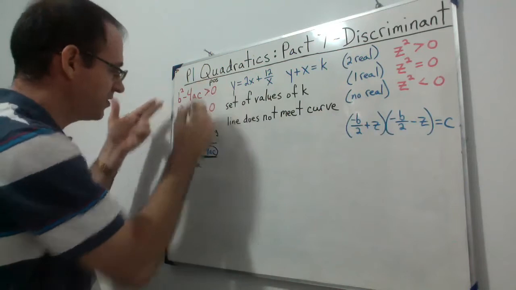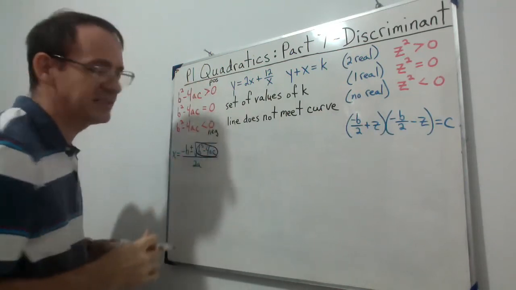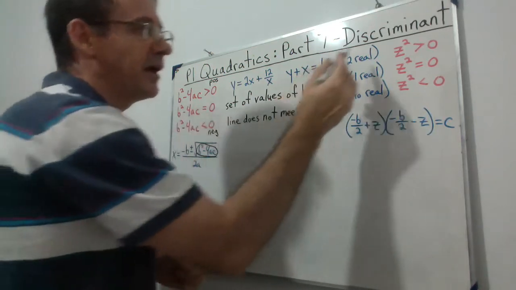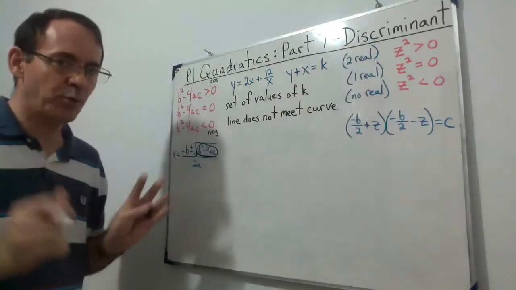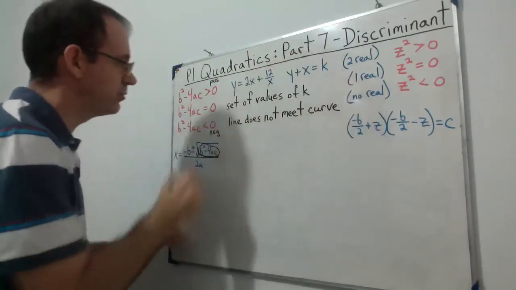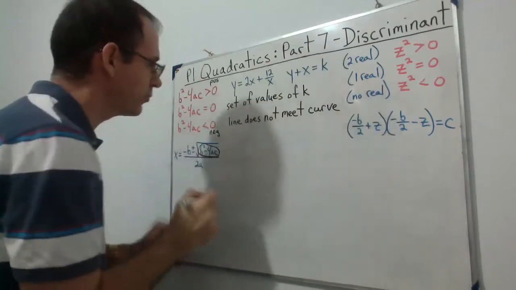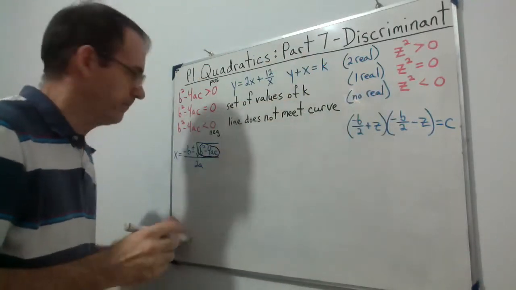And so this b squared minus 4ac is what separates out our possibilities with regard to the number of solutions. So it's important to correlate greater than 0 with 2 real roots, equal to 0 with 1 real root, less than 0 with no real roots. Okay?